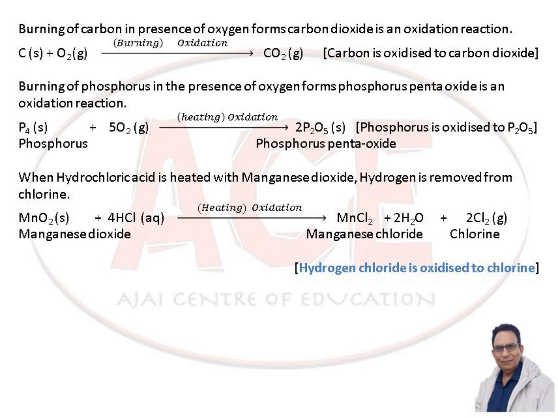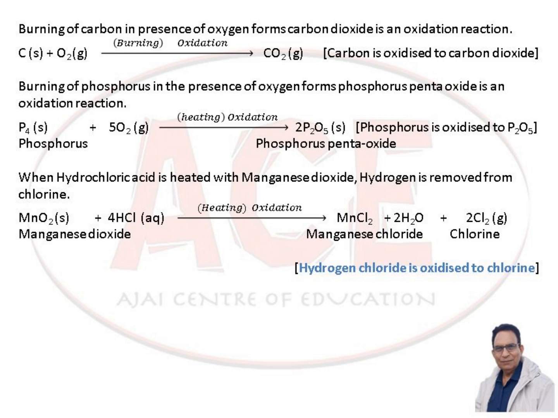Burning of phosphorus in presence of oxygen to form phosphorus pentoxide is an oxidation reaction. Here phosphorus reacts with oxygen to give phosphorus pentoxide. In the reaction oxygen is added to phosphorus, so this is the oxidation of phosphorus to phosphorus pentoxide.